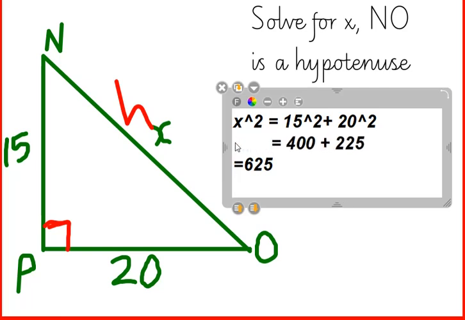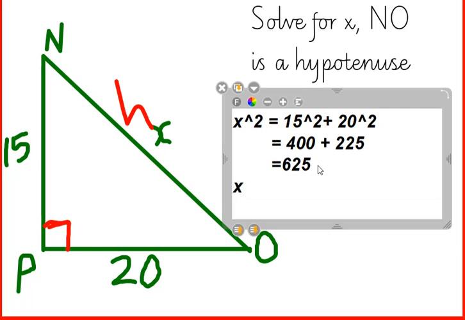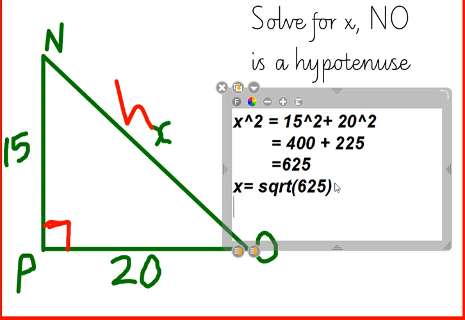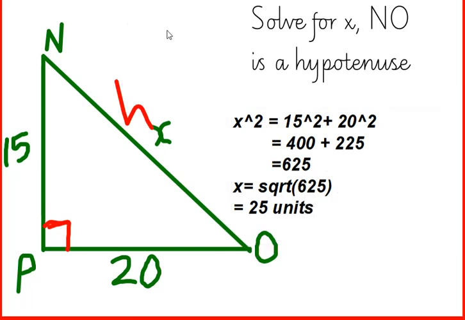So let's do that so that we can see what we're doing. That's x squared, but we want x, so x is going to be the square root of 625, which is equal to 25. So our x in this case is equal to 25. Our hypotenuse is 25 units. And that's how you use Pythagoras.